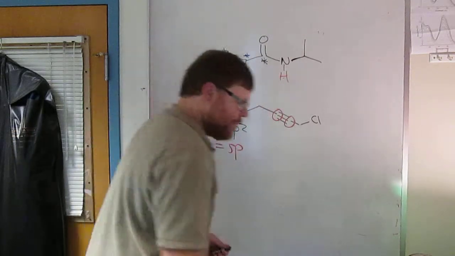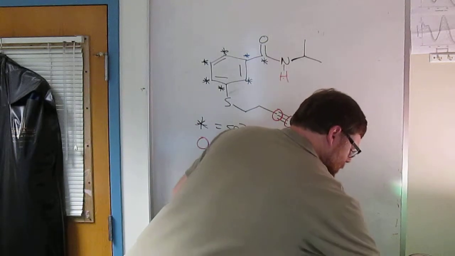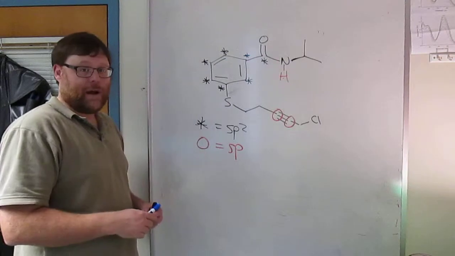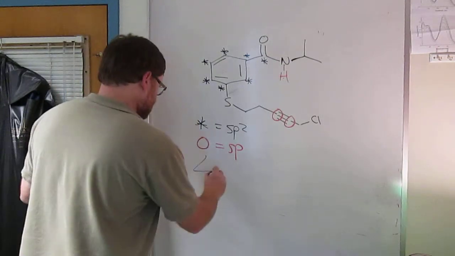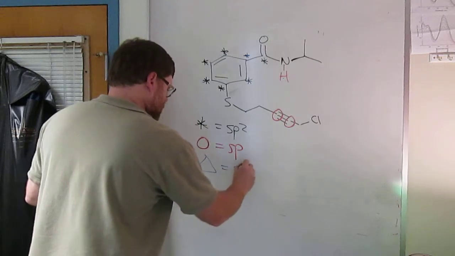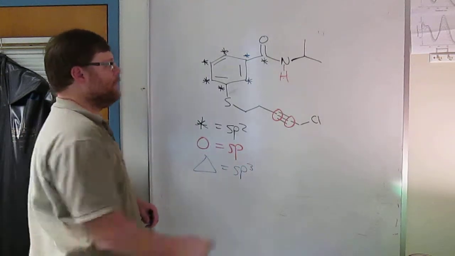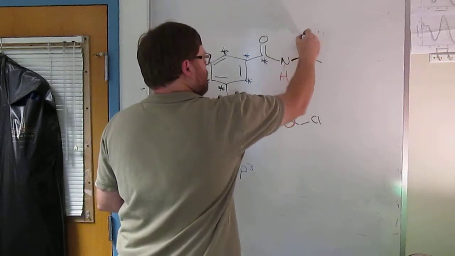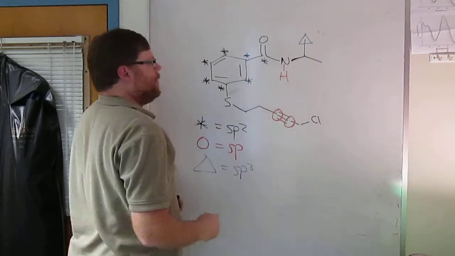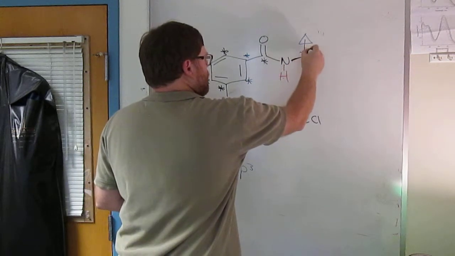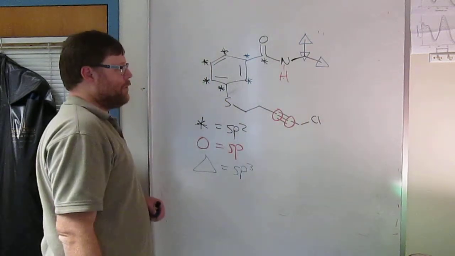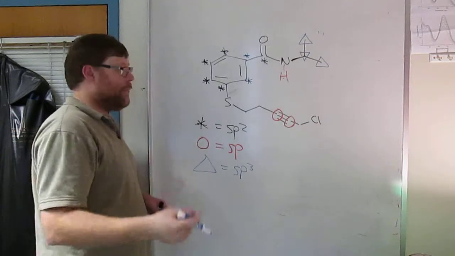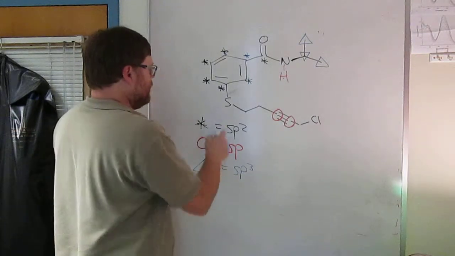All right, now put a triangle around any sp3 carbons. Okay, again, single bond, no pi bonds. All three of those are sp3 hybridized. They're tetrahedral, have a bond angle of 109.5 degrees.